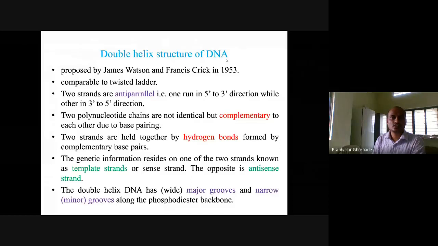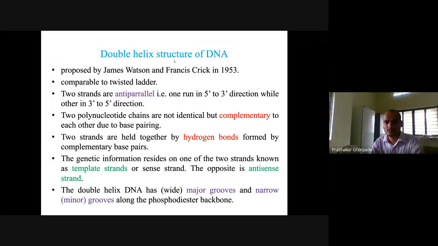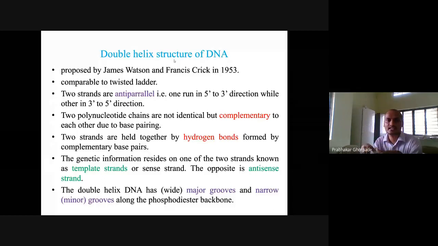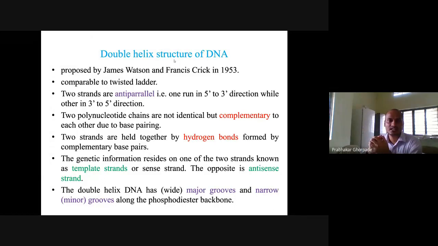Double helix structure of DNA proposed by James Watson and Francis Crick in 1953. So these two scientists, James Watson and Francis Crick, proposed the DNA double helix model. The DNA double helix model is basically a ladder structure, just a twisted ladder. That is what we call a coiling structure.